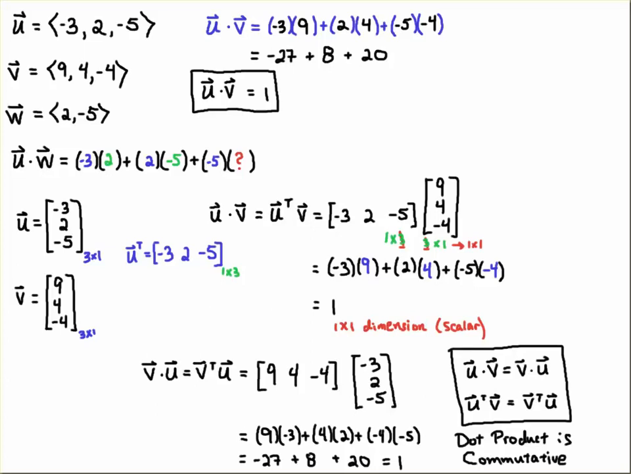So that tells us that the dot product is commutative. U dot V equals V dot U, or U transpose V equals V transpose U. So whenever you see either of these notations, U dot V or U transpose V, they mean the same thing, and they are commutative. All right, so that offers you a slightly different perspective on the dot product. Good luck.